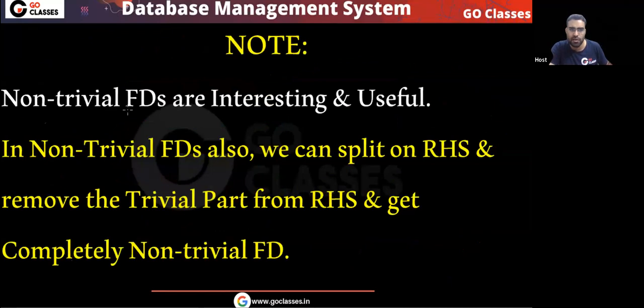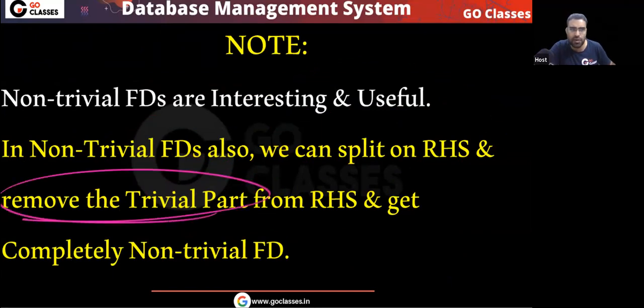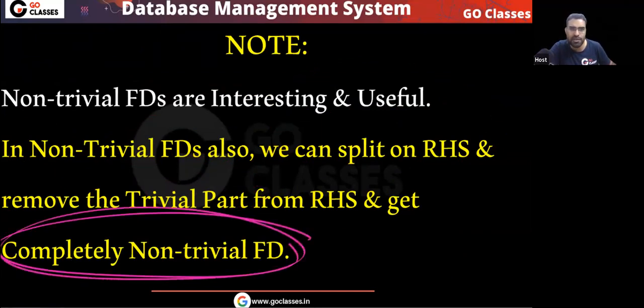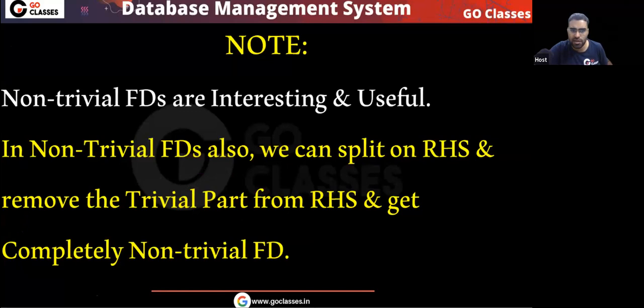This is what I'm saying. Non-trivial functional dependencies are interesting. If I give you a non-trivial functional dependency, you can split the RHS and remove the trivial part, because the trivial part is not important. It is not useful. So you can remove the trivial part and get a completely non-trivial FD. Is this understood?